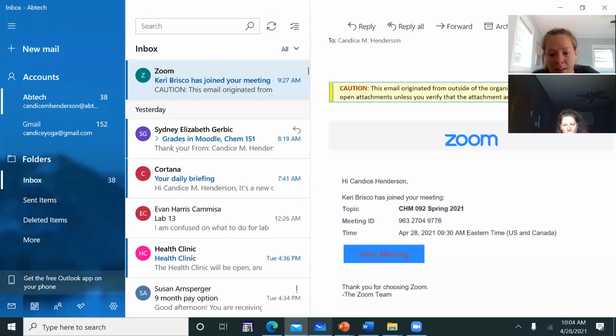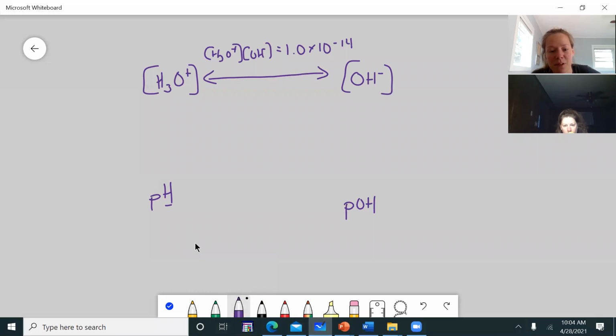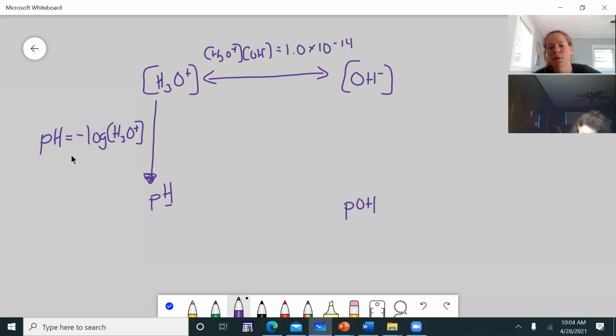So we need the logarithmic relationship. So if we have this and we want to solve for this, pH equals the negative log of the H3O plus concentration. So it's a logarithmic scale. As this number goes up by a factor of 10, this number will go down by a factor of 1.